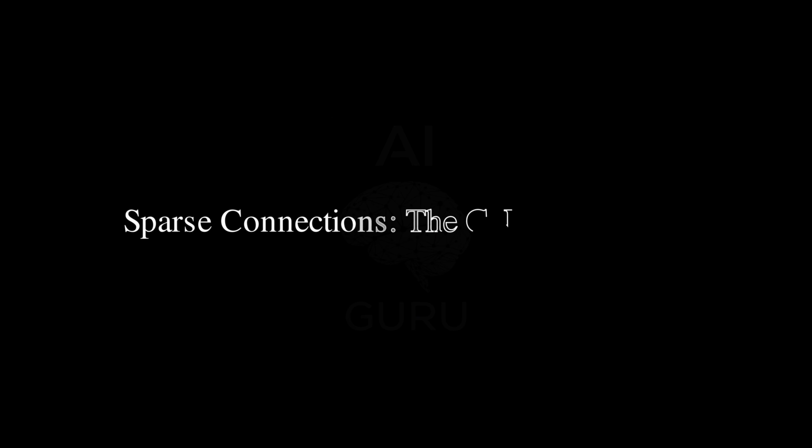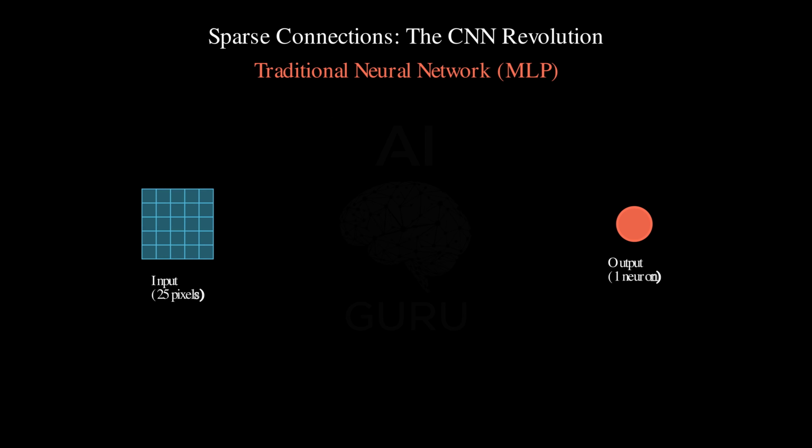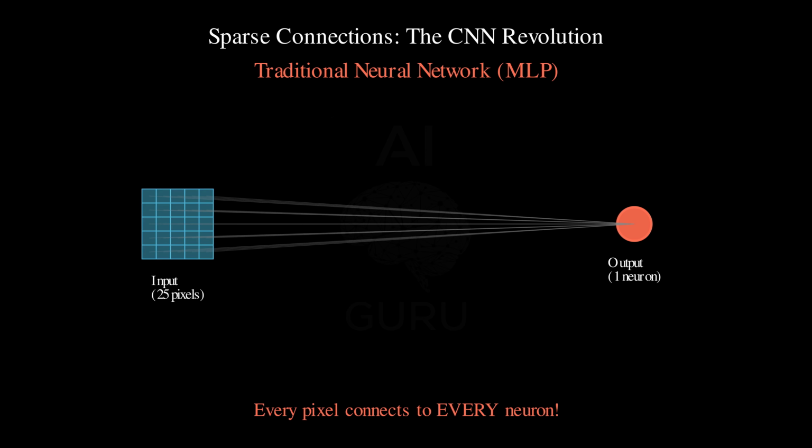Which brings us to the really revolutionary part, the convolutional layer. This is where the CNN just completely breaks from that old MLP model. It does, and it's loosely inspired by neuroscience.